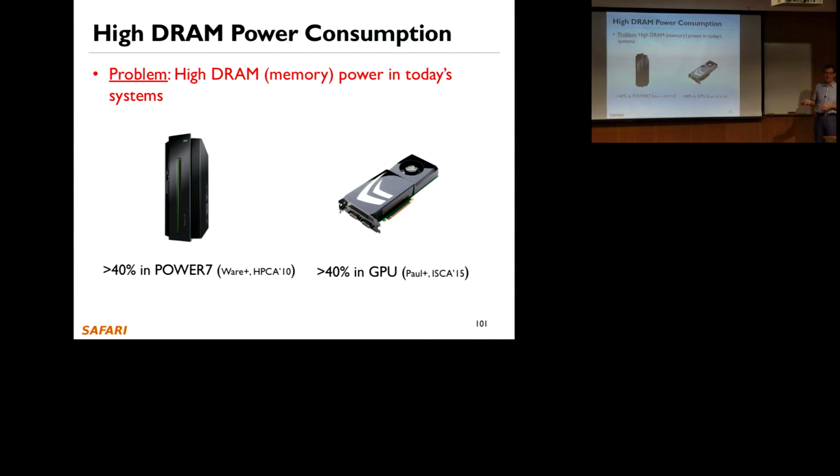But basically, the reason we started looking at this was the power consumption in DRAM, and this is the pictorial view of what I told you a couple of days ago. More than 40% of the system power is documented to be spent in DRAM, and these are papers that analyze these. This is IBM Power 8, and this is a GPU.